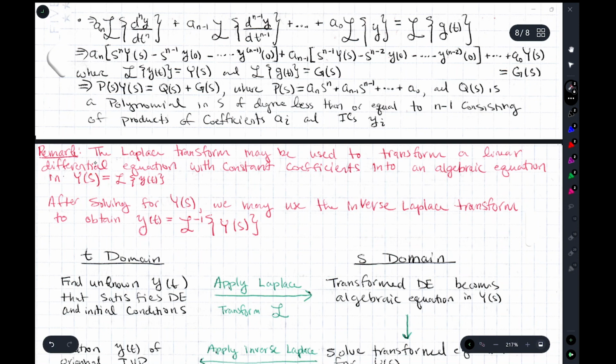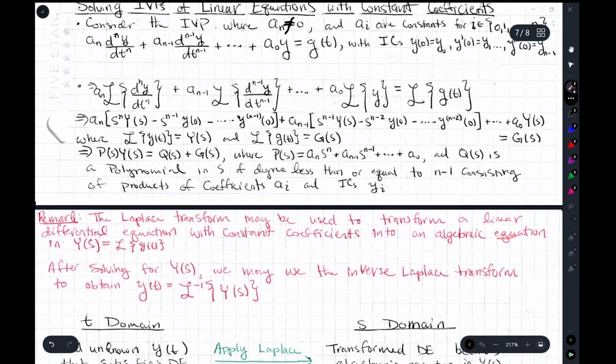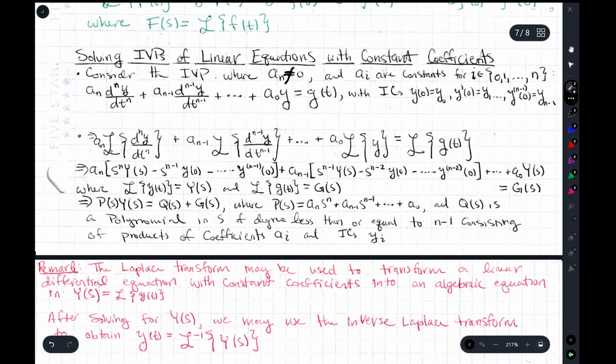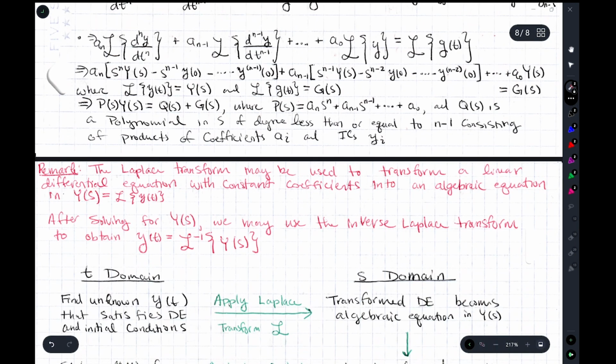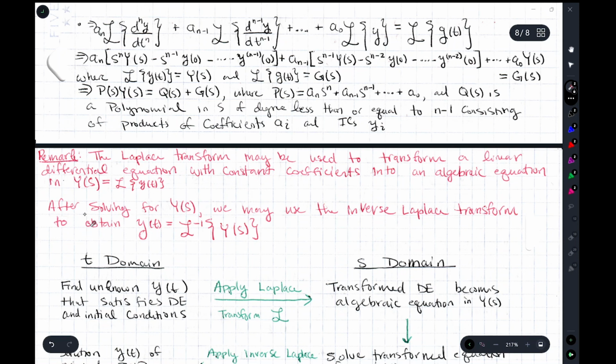And so I write here, the Laplace transform may be used to transform a linear differential equation with constant coefficients. That constant coefficients was important because of how we wrote this formula here. I mean, technically, you can generalize these results, but we're only concerned with constant coefficients. After solving for Y(s), so you solve this equation algebraically for Y(s), and don't forget Y(s) is the Laplace transform of what we're solving for, the solution of the original differential equation, you then inverse Laplace transform to get y.